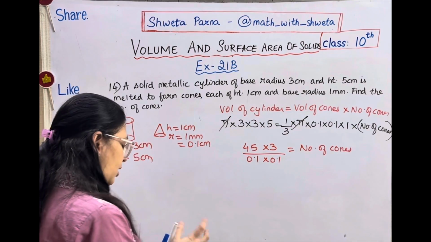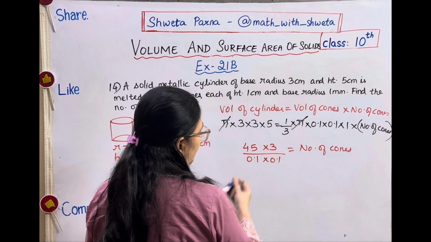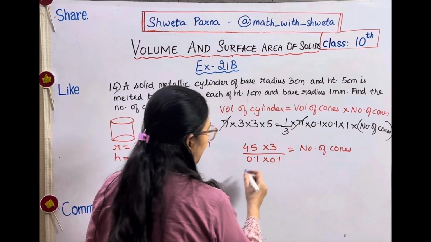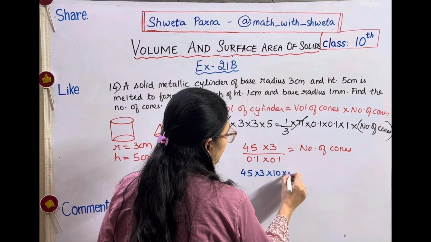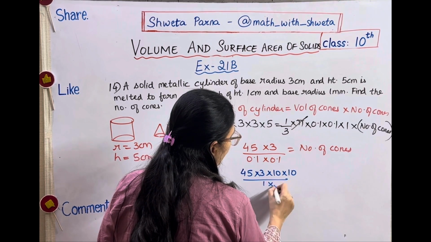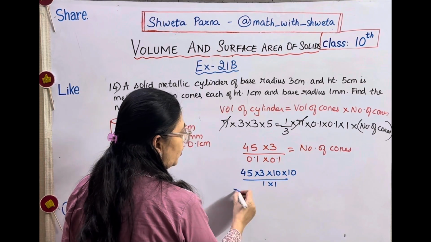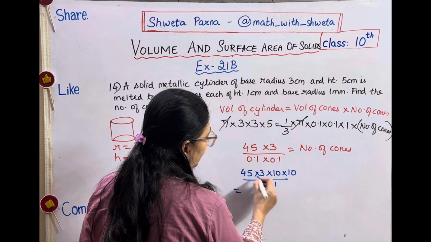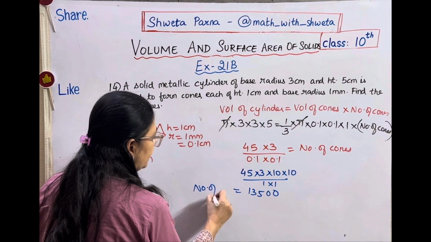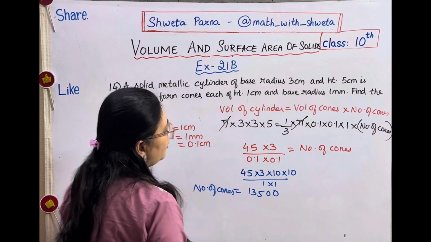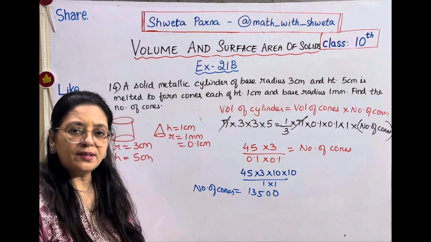Correct, children? Now let's solve it. So 0.1, how will you write? 1 upon 10. So 45 into 3 into 10 into 10 upon 1 into 1 is the number of cones. So 5 3s are 15, 1, 12, 13, this many. So number of cones is 13,500. I hope it's clear.